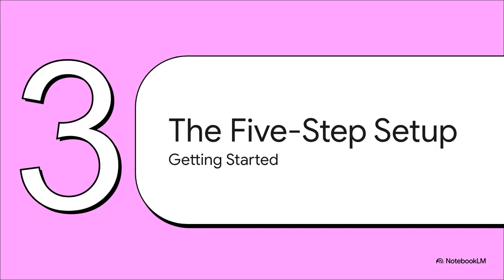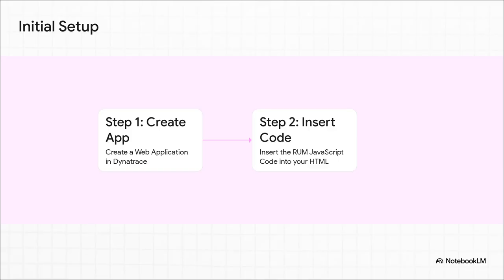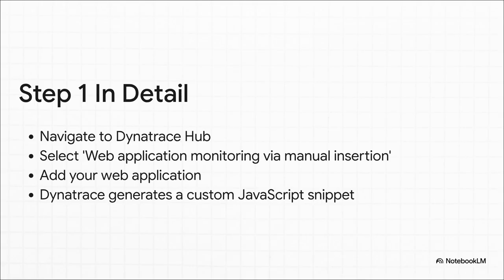Which brings us to the main event, the real meat of this explainer. We're going to walk through the practical 5-step setup to get this up and running on your own web app. We're kicking things off with the two most important steps. First, we need to create the web application inside Dynatrace. And second, we're going to insert the RUM JavaScript code that Dynatrace gives us. Pretty straightforward, right? All right, let's break down step 1.